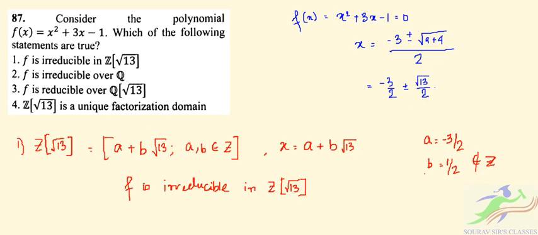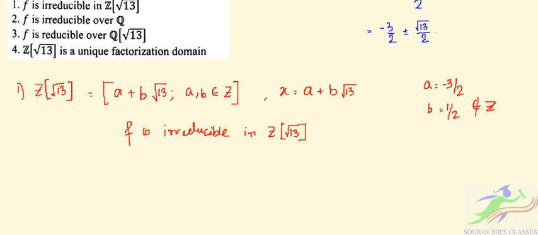So f is reducible over Q, the set of rational numbers. Okay, let us check this, option 2. The roots of f are x equal to, we know, minus 3 by 2 plus minus root 13 by 2. And root 13 is not a rational number, we know it does not belong to the set of Q. So f is irreducible in Q.